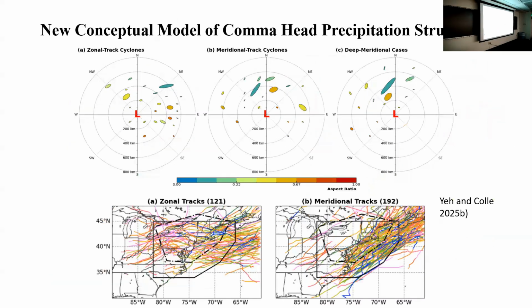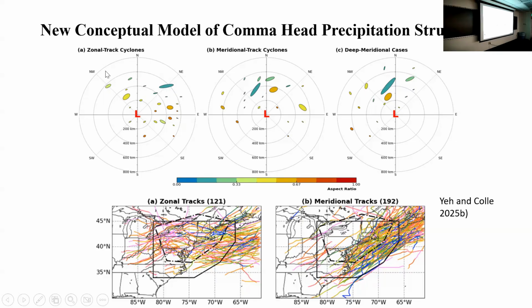So I mentioned this conceptual model, and Philip, in the recent paper that came out a few months ago, has tried to improve that by looking at the cyclone-relative structures within the comma head. The cyclone is in the middle of the diagram. These little ovals are the length, and the aspect ratio, width over length, is shaded. He broke this up into zonal cyclones, meridional cyclones, and the deeper meridional cyclones, the stronger ones.